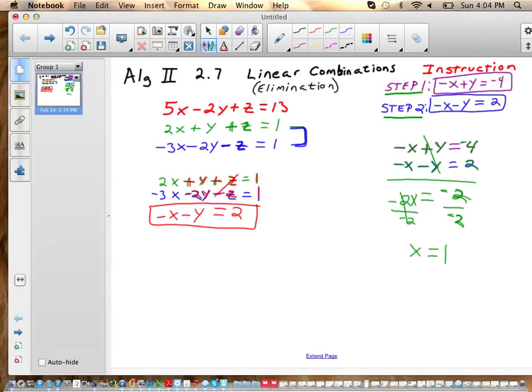So now in step 3, I was able to determine that x was equal to 1. And I was able to do that by using what I came up with in step 1 and what I came up with in step 2. After I eliminated z, I was able to put those against one another, and because the y's eliminate each other, I was left with x by itself.